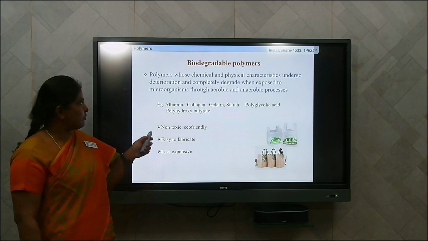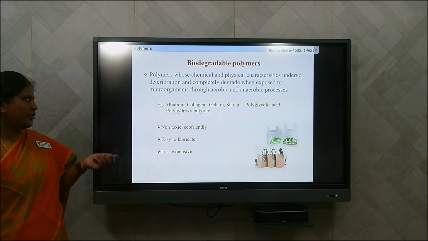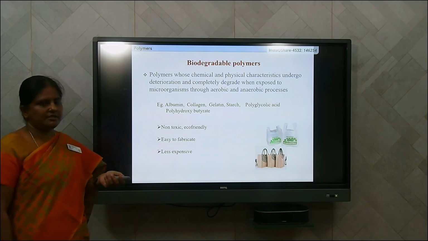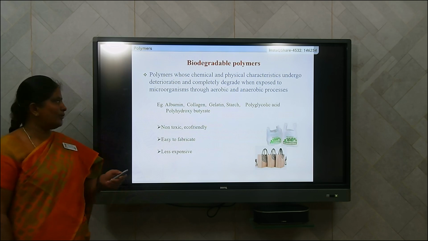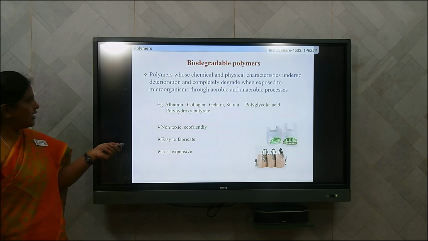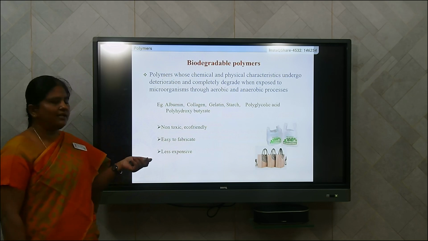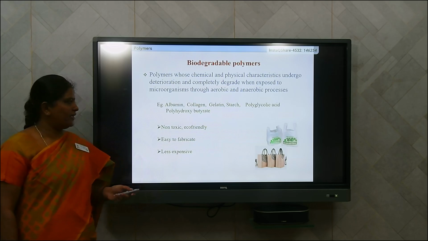Now let us see what are biodegradable polymers. These are polymers whose chemical and physical properties deteriorate and which completely degrade when exposed to microorganisms through aerobic and anaerobic processes. That is, the deterioration of polymer by microorganisms is known as biodegradable polymers. Examples: albumin, collagen, gelatin, starch, polyglycolic acid, polyhydroxybutyrate. Why are we choosing biodegradable polymers nowadays? Because they are non-toxic, eco-friendly, easy to fabricate, less expensive, and they will not pollute the environment.